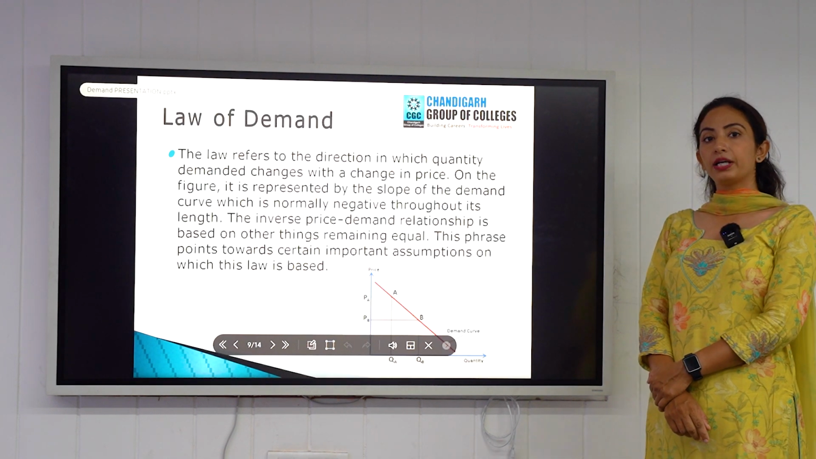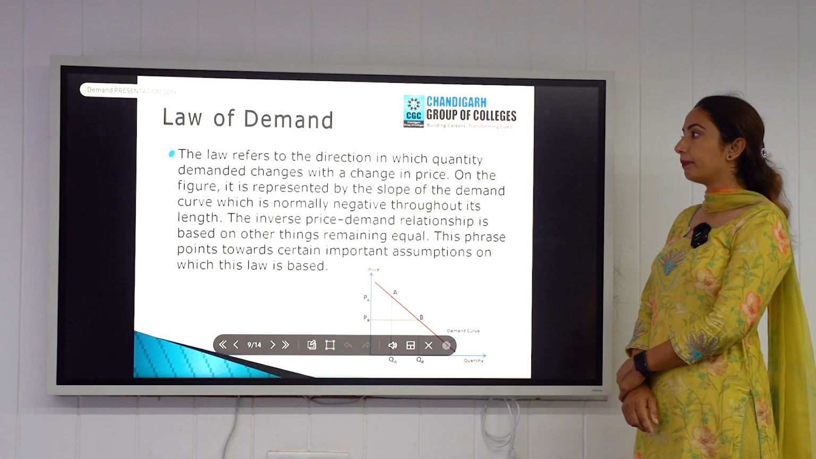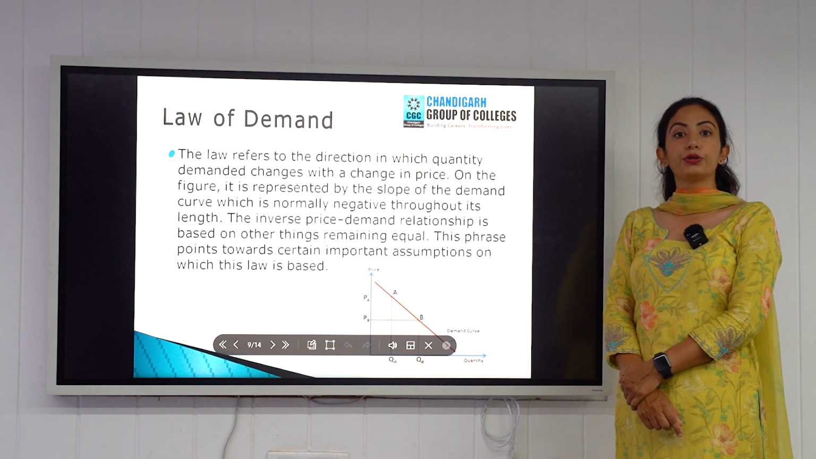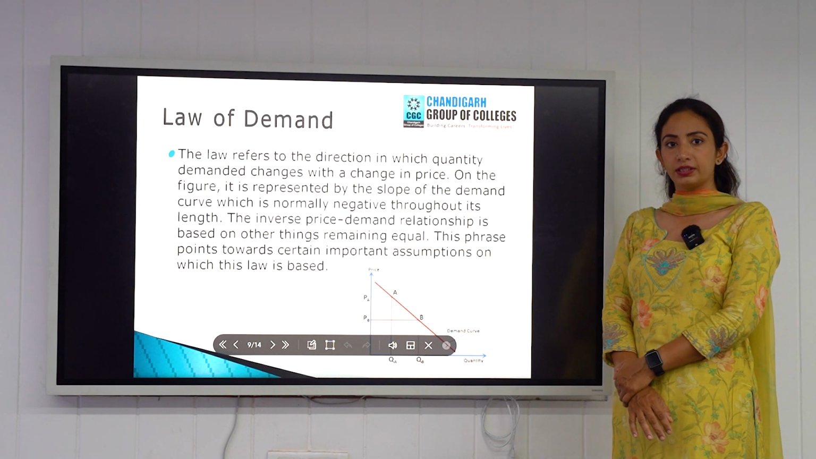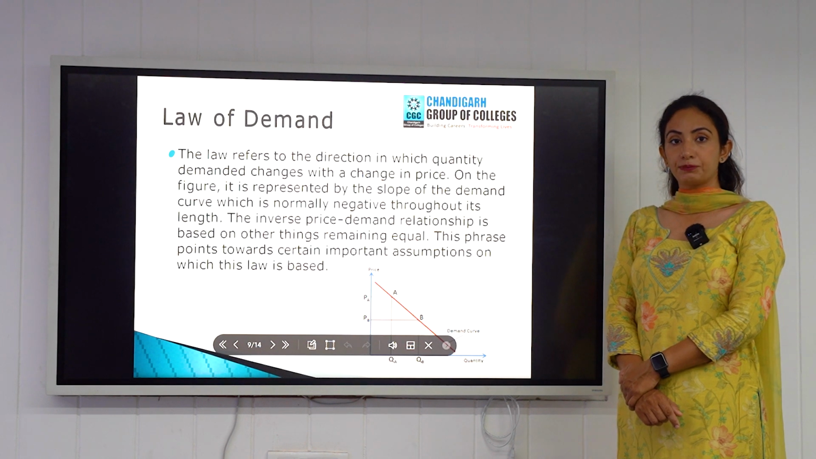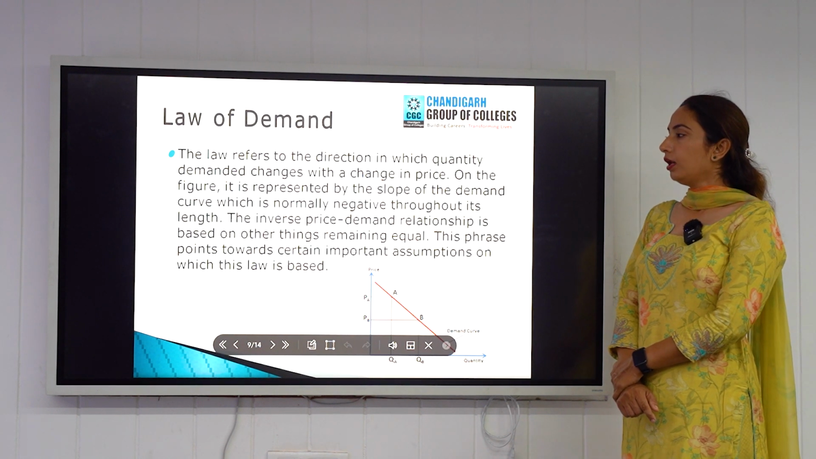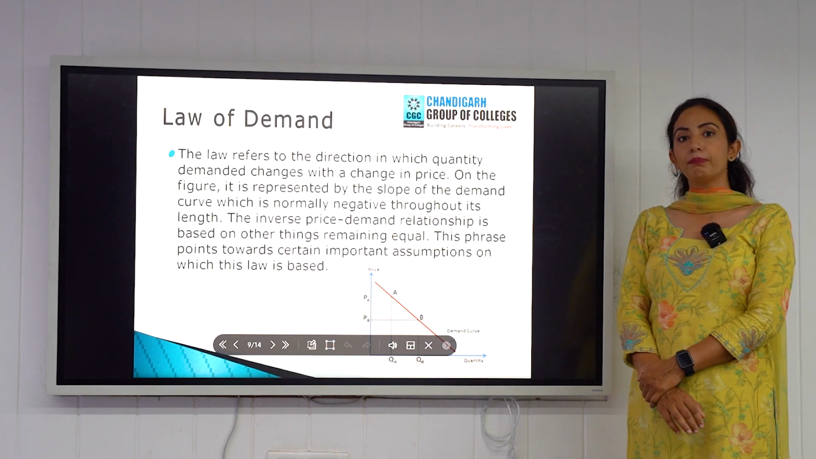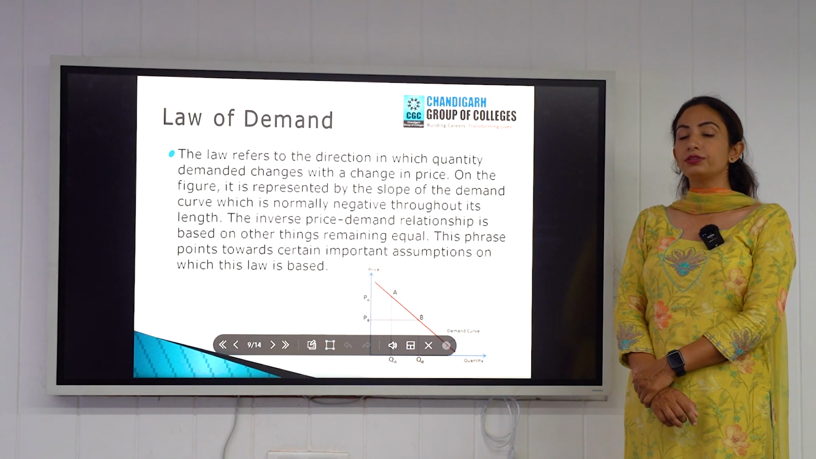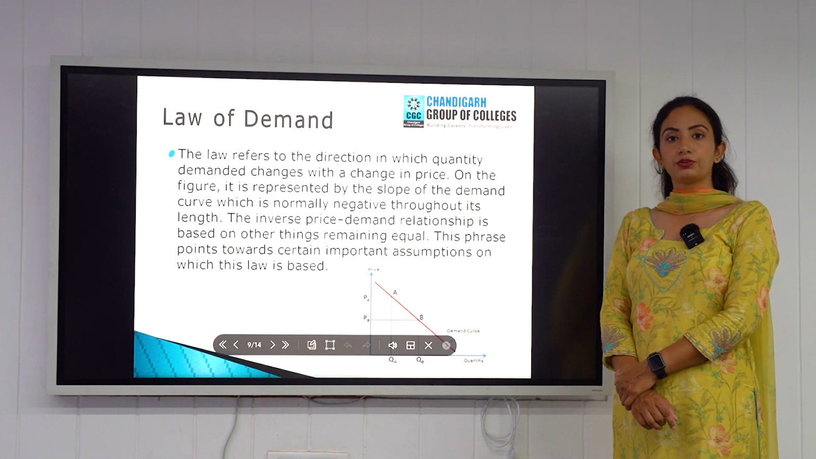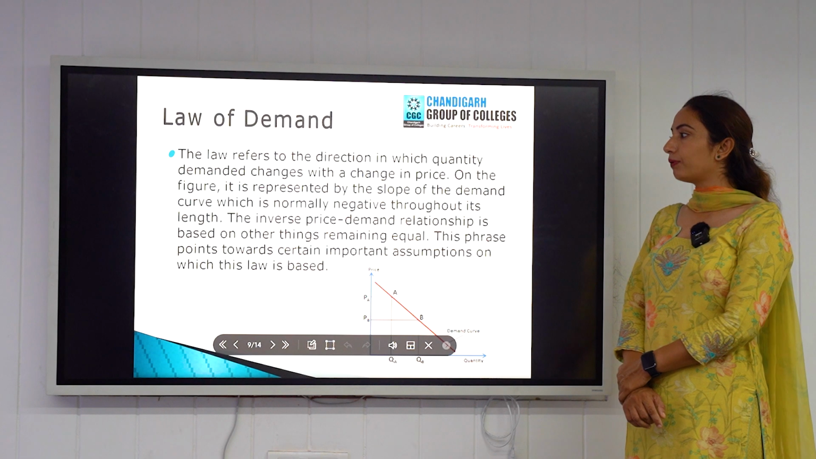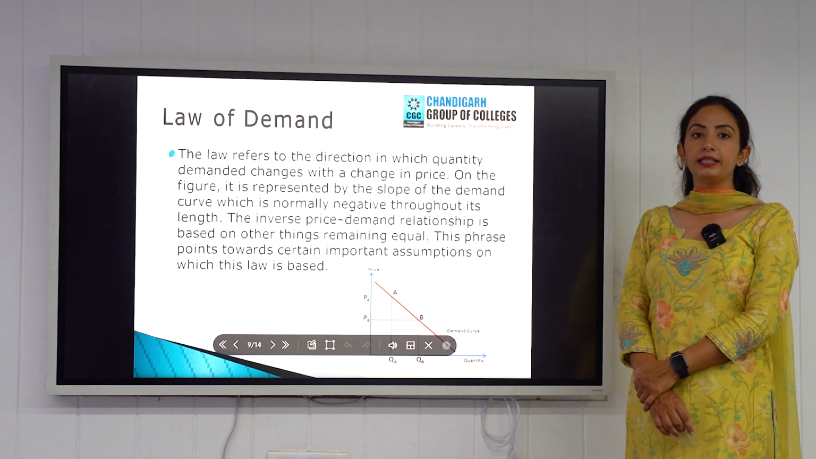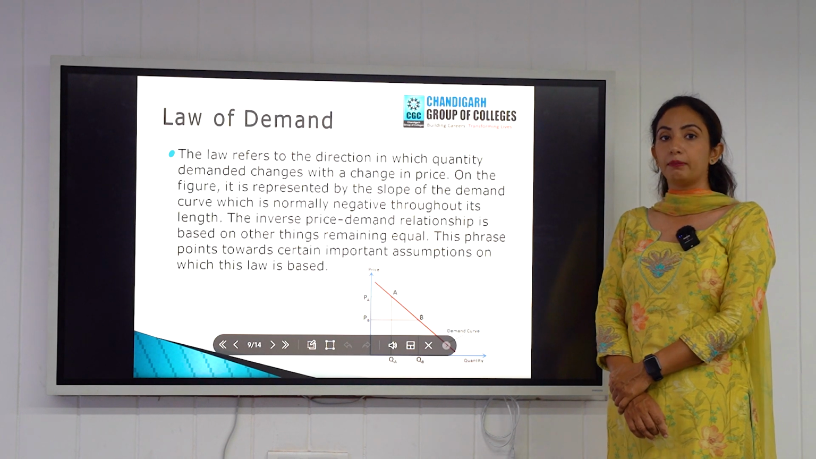Next, the very important part, the law of demand. The law of demand refers to a situation which is universally applicable for each and every person, but with certain exceptions. Law refers to the direction in which the quantity demanded changes when there are fluctuations in the price of a particular commodity. On one side, we will represent the price of the commodity, and on the other side, the quantity demanded.